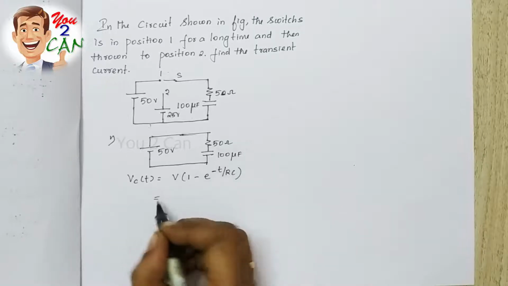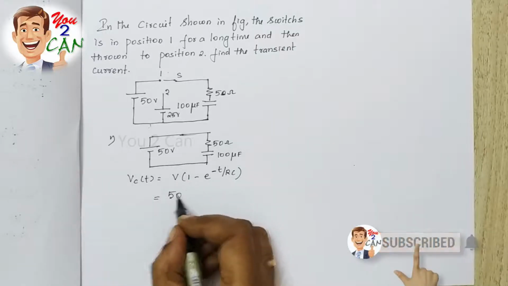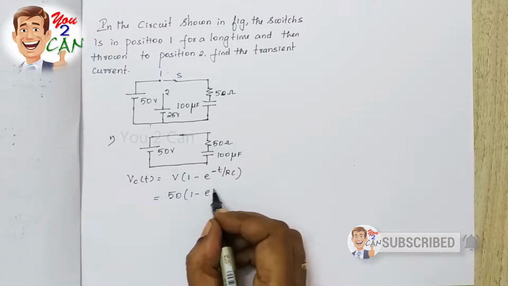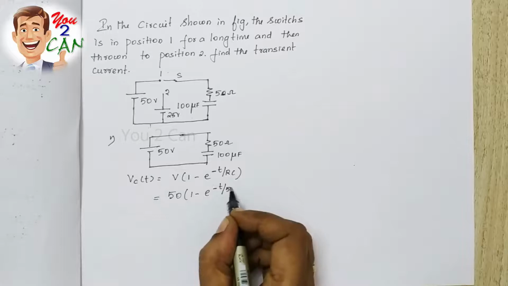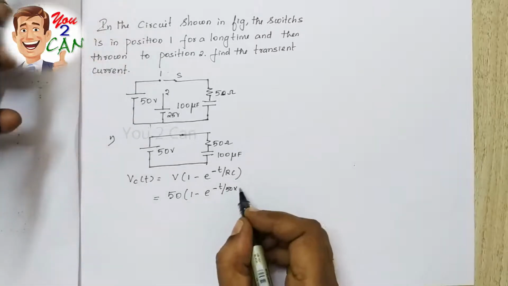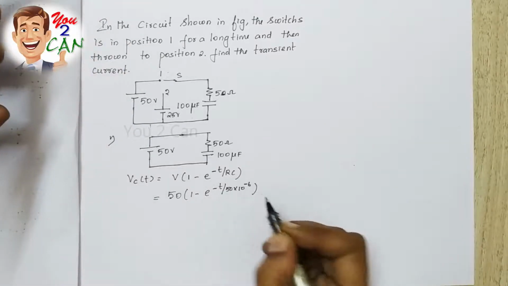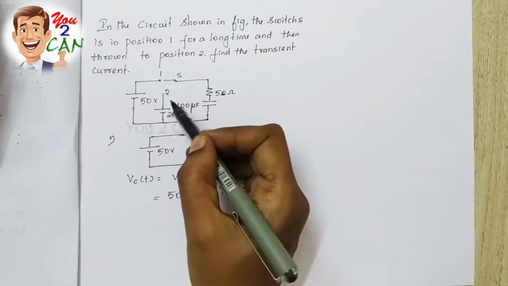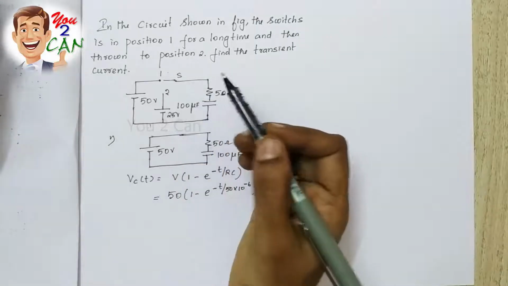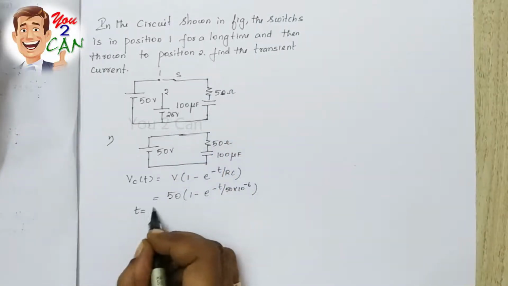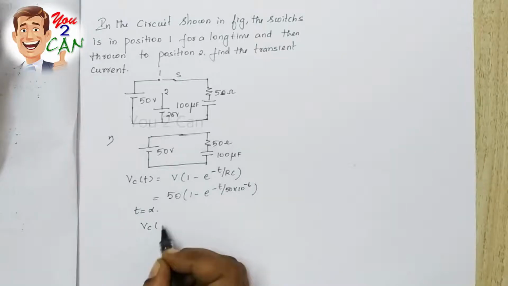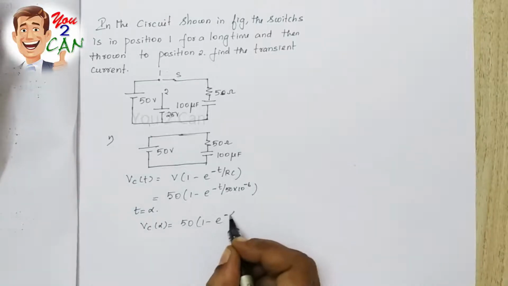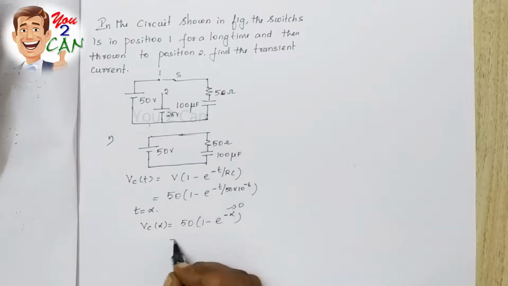Now substitute the values: 50 into 1 minus e power minus t divided by R C, which is 50 into 10 power minus 6. Now the switch is transferred to position 2 after a long time. After a long time means t is taken as infinity. So Vc of infinity is 50 into 1 minus e power minus infinity. This will be equal to 0, so it is 50 volt.